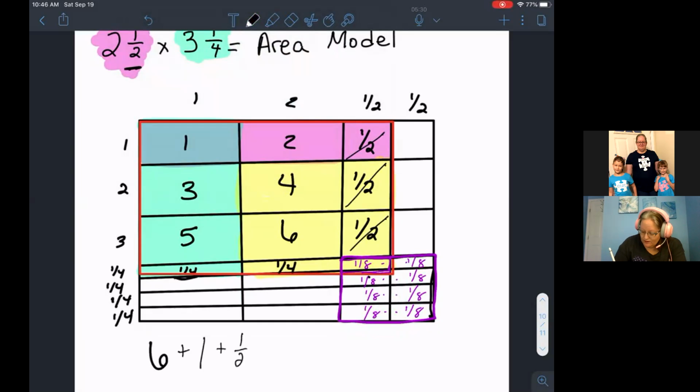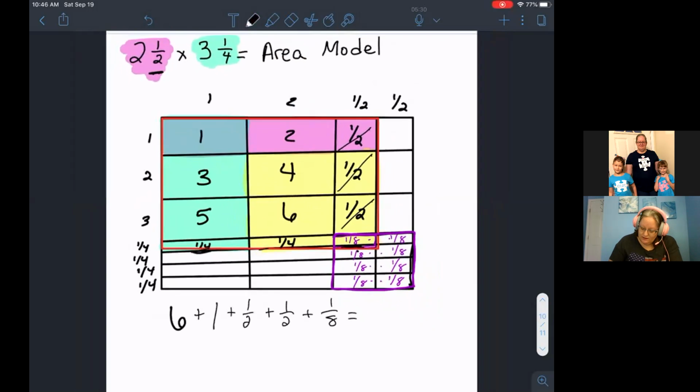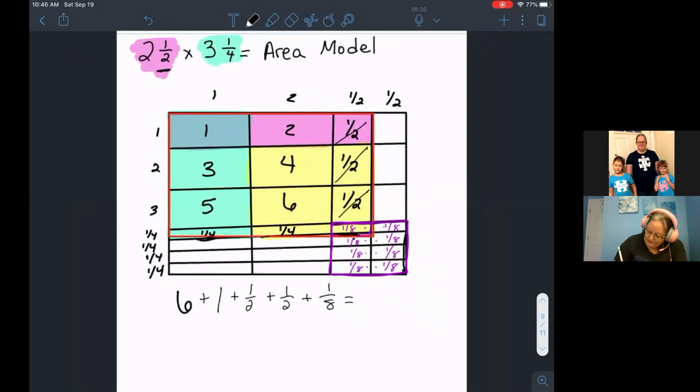left over. But then over here, we've got 1/4 and 1/4 is 1/2. And then we have 1/8 over here. So now what we need to do is just add everything together. So we have 6 plus 1 plus 1/2 of 1/2 is 1 plus 1/8. So that's going to be equal to 8 and 1/8.